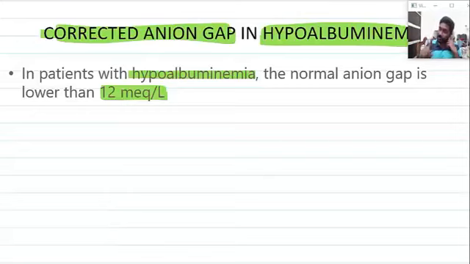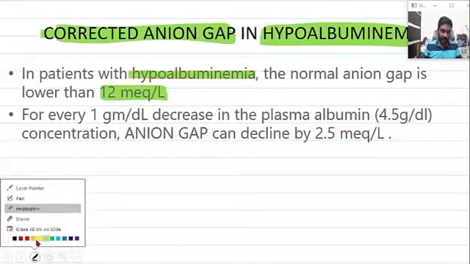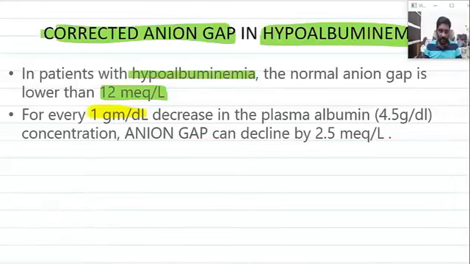In a patient with hypoalbuminemia, generally the anion gap will be lower than 12 milliequivalents. But my goal, whenever I see a patient with hypoalbuminemia, is to standardize his anion gap with respect to a normal healthy individual. By comparing that, I can know whether there is any high anion gap in this patient. For that, there is a relation: for every 1 gram per deciliter decrease in plasma albumin.